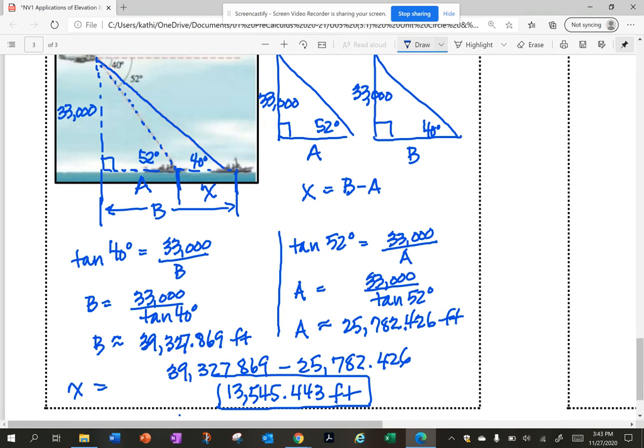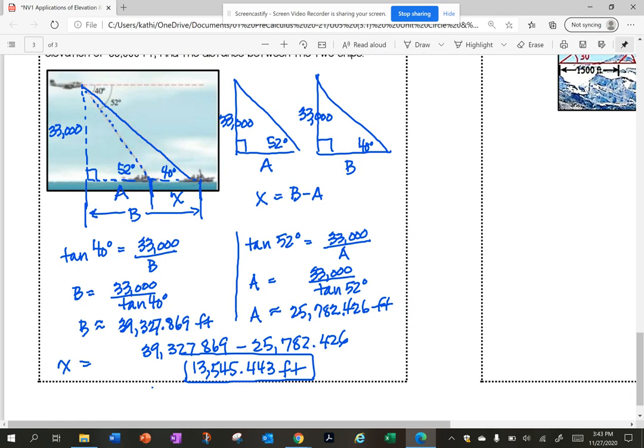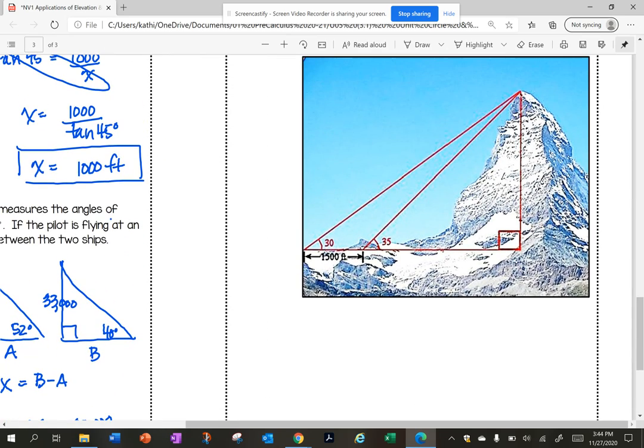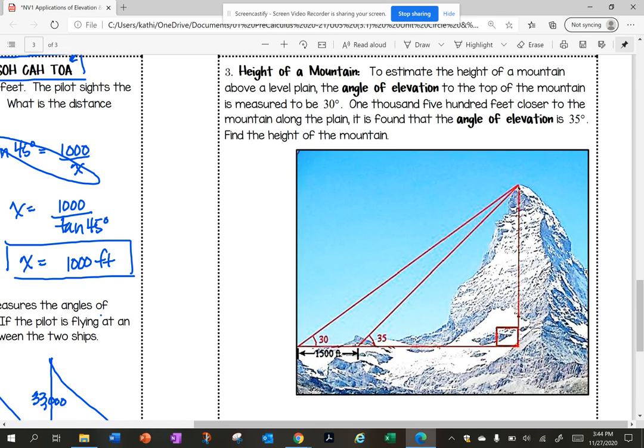Okay, so this was an example where the two triangles shared the altitude. And the next example I'm going to go over here is the second way that I'm going to see two triangles. To estimate the height of a mountain above a level plain, the angle of elevation to the top of the mountain is measured to be 30 degrees. 1,500 feet closer to the mountain along the plain, it is found that the angle of elevation is 35 degrees. Find the height of the mountain.